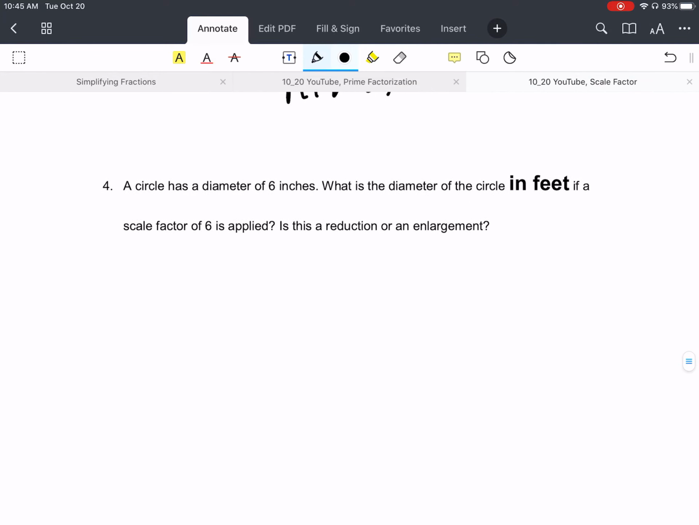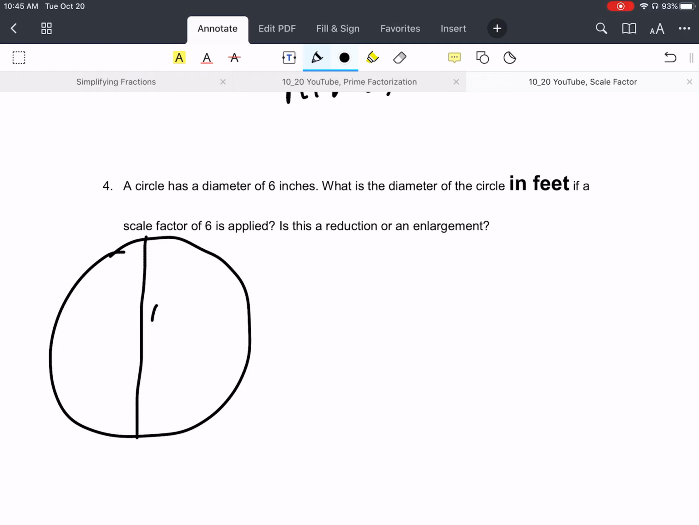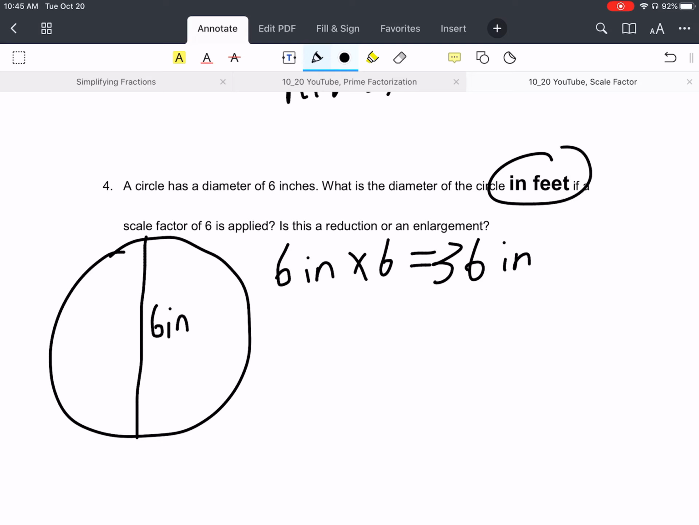Okay, a circle has a diameter of 6 inches, so that would look something like this if that's a perfect circle. The diameter would be 6 inches. So that's the distance across the circle through the middle. What is the diameter of the circle in feet if a scale factor of 6 is applied? So scale factor of 6 means we want the diameter to be 6 times bigger. So we would do 6 inches times 6, which would give us 36 inches. However, we want the diameter in feet, so we can divide by 12 because there's 12 inches in 1 foot, and that would be 3 feet.